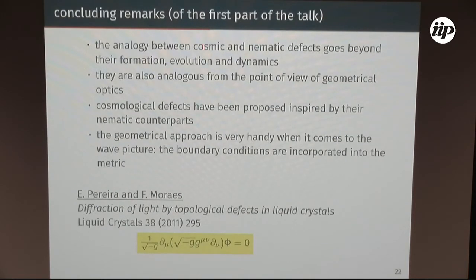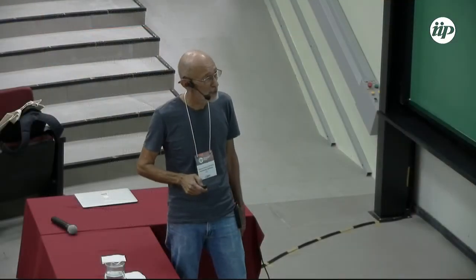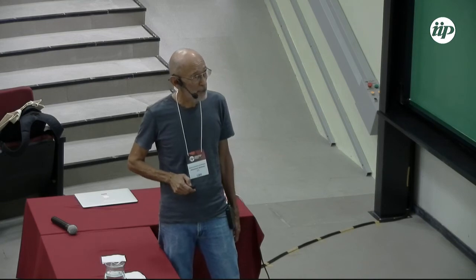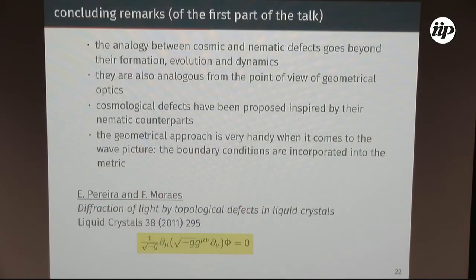Okay, so partial conclusions here for the first part. The analogy between cosmic and nematic defects goes beyond the formation and evolution dynamics. Those first papers that I mentioned, by different people, were studying formation, evolution, and the dynamics of cosmic strings. We're looking from the point of view of geometrical optics. Cosmological defects have been proposed inspired by their nematic counterparts. So we propose these asymmetric cosmic strings. And also the geometrical approach is very handy when it comes to the wave picture, because the boundary conditions are in the geometry. So you don't have to worry about that.